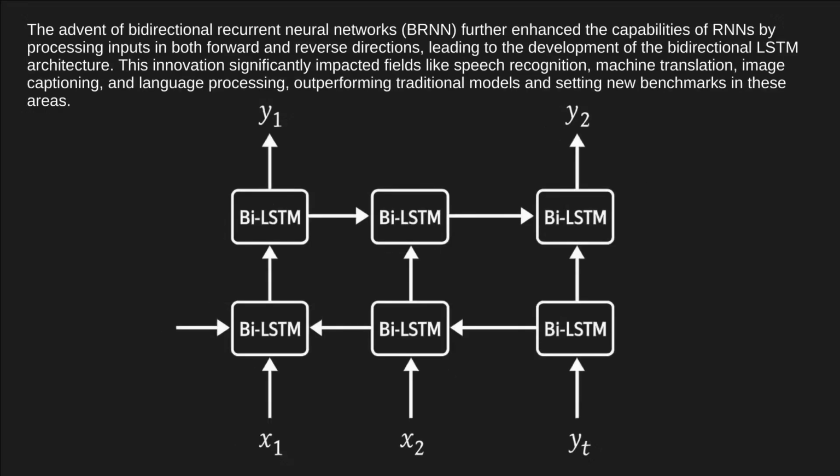The advent of bidirectional recurrent neural networks, BRNN, further enhanced the capabilities of RNNs by processing inputs in both forward and reverse directions, leading to the development of the bidirectional LSTM architecture. This innovation significantly impacted fields like speech recognition, machine translation, image captioning, and language processing, outperforming traditional models and setting new benchmarks in these areas.